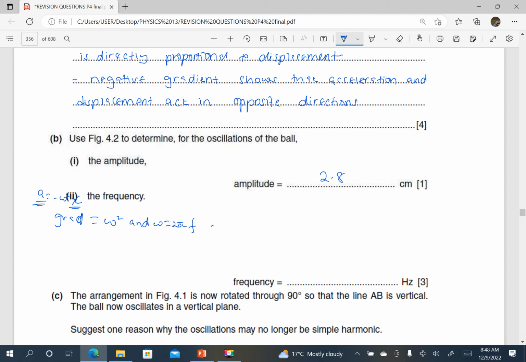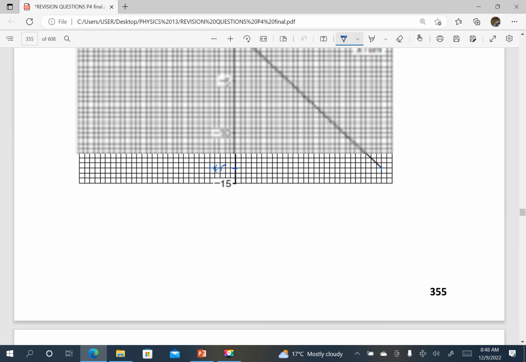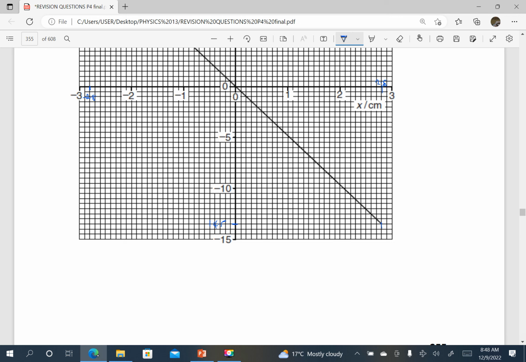So I'll find the gradient. Since the line goes through the origin, it is very easy to find the gradient. Let me check. What is this? 14.5. Let me check again: 1, 2, 3, 4, 5, 6, 7 times 0.5. No, it is 13.5. So I find the gradient by taking the line from the highest point: 13.5 minus 0, divided by 2.8 minus 0, because it goes through the origin. Remember, the x values are times 10 to the power negative 2, because it is in centimeters.